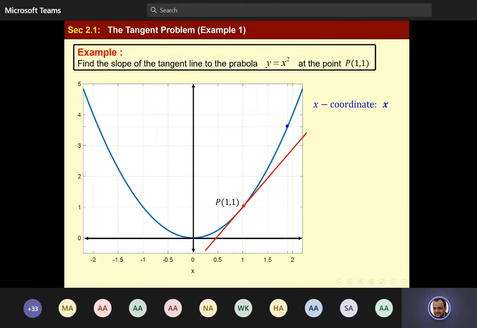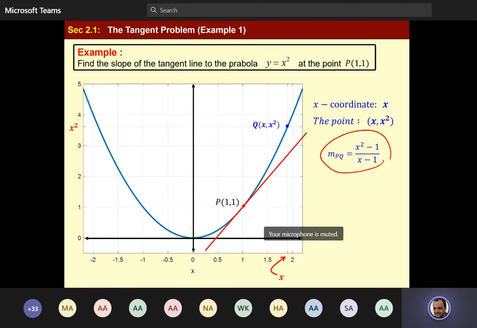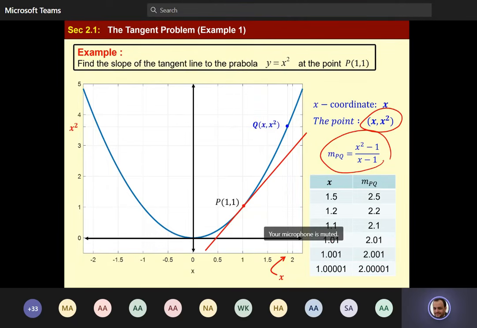If you take any arbitrary x, it will be x squared. This will be the slope if you have any arbitrary point, not necessarily a fixed point. So these are some values that you can consider. For example, if x is 1.5, 1.2, until you are very close to 1, the value of the slope will be very close to 2. So what we conclude from this is that the limit of the slope of the secant, when the secant becomes a tangent, will be the slope of the tangent.